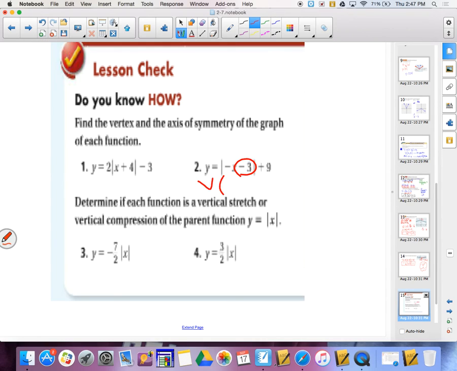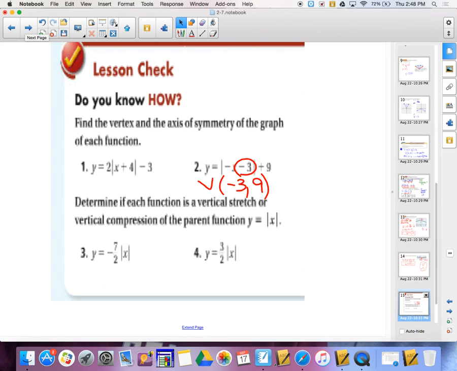So the vertex of this one would actually be negative 3, 9, because of that negative in front of that x. However the thing reads, find the vertex and then the axis of symmetry. So you have to go in order. Yeah, it would be easier. So what would my axis of symmetry be? Negative 3. Correct.